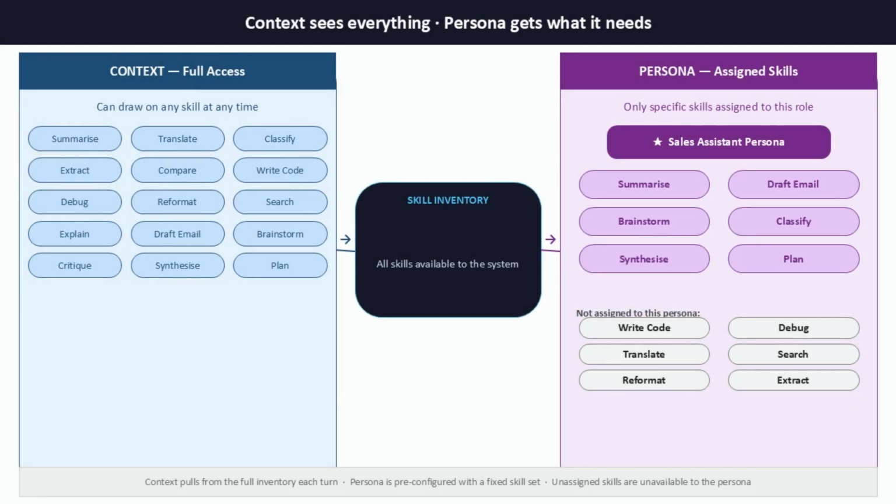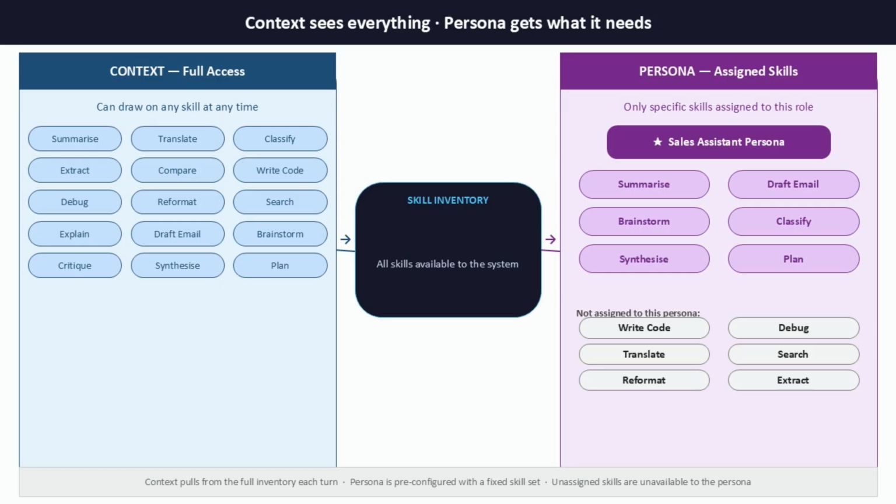Now let's look under the hood at what's actually different between working with the context and working with a persona. When you're working with context, the model has full access to everything. Every skill in the inventory, summarize, translate, classify, write code, debug, reformat, search, brainstorm, all of it is on the table. Every single time you send a message, the model draws from the entire skill library on every turn. That sounds powerful, and it is. But it also means the model is always making a choice about which skills are relevant.